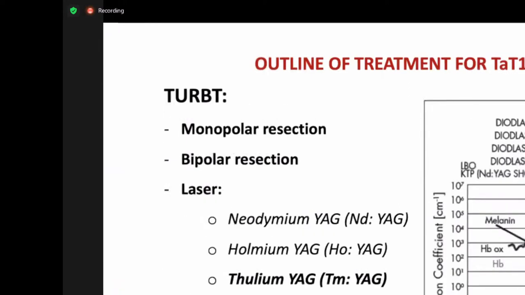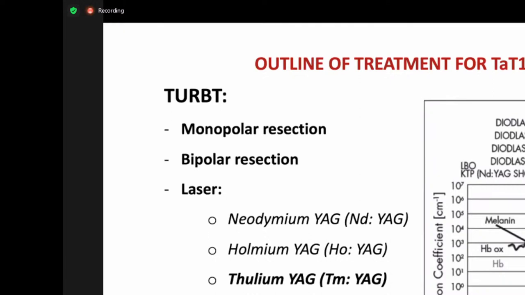Okay, everyone, I continue with my topic. The forms of TURBT include monopolar, bipolar, forward, and laser. Compared to monopolar resection, bipolar resection has been introduced to reduce the risk of complications such as bladder perforation due to obturator nerve reflex and to reduce bleeding.